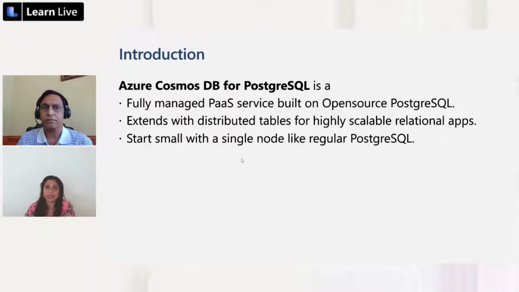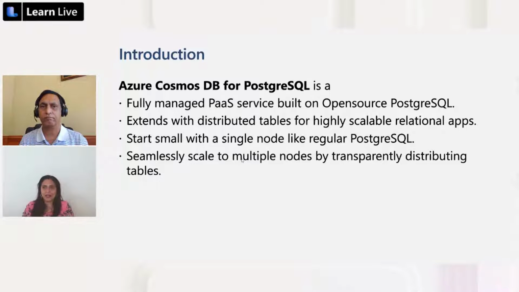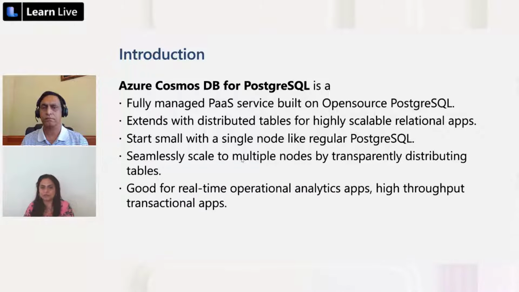You can also start with a single node, so you don't have to have multiple nodes right off the bat if you are starting small. It allows you to scale seamlessly across multiple nodes as your business grows. This is especially useful for real-time operational analytical apps, and for any application that requires high throughput, such as high throughput transactional applications.